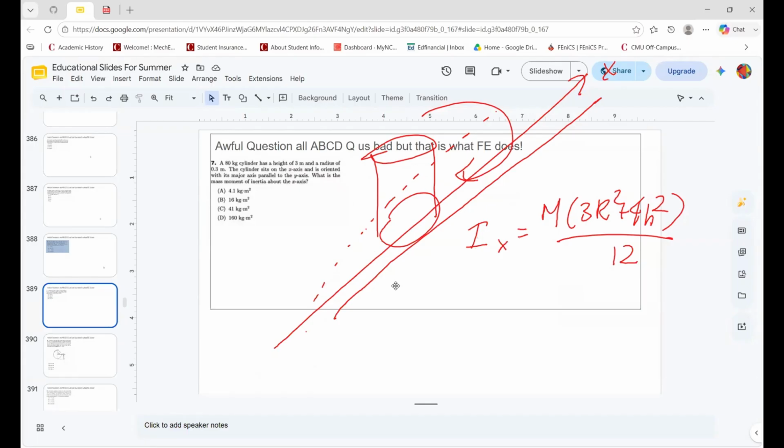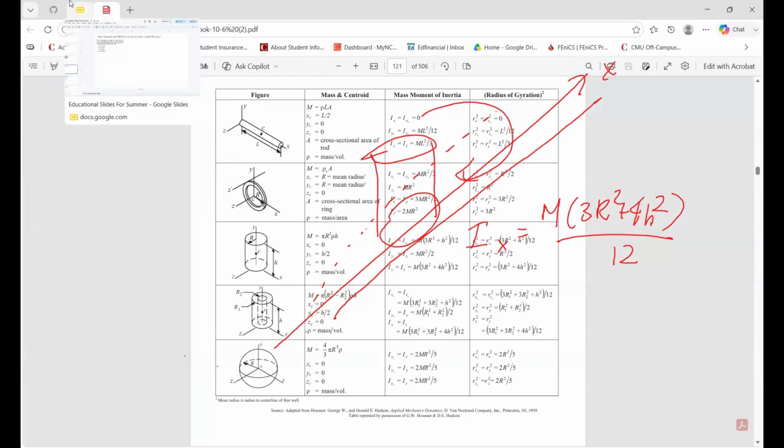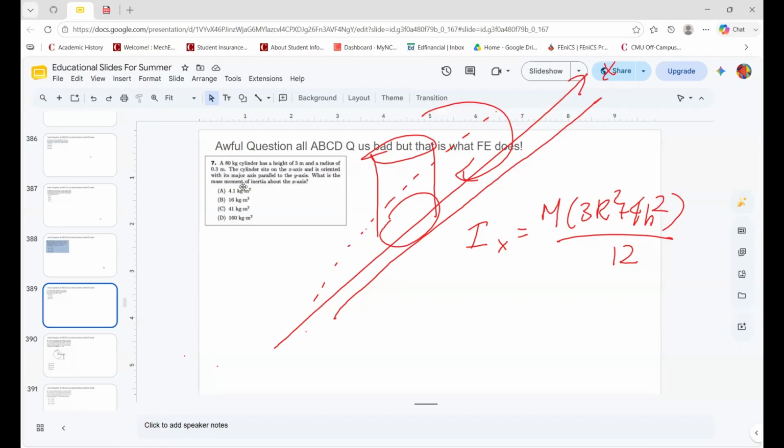Okay. The mass of this is 80 kilograms, and it's going to be parentheses, 3 multiplied by whatever the radius is. Radius is 0.3, square, plus 4, whatever h is. The height of it is 3, so it's multiplied by 3 squared, divided by 12. Let me double check everything again. I got something insane. Divide by 12, right? Let me check the original question, because I get something like 242. Let me just find the original question. Where is this question?